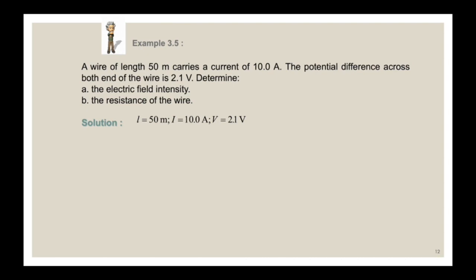Right. A wire of length 50 meters, so that is L, with a current of 10 amperes, so that is I. The potential difference across both ends of the wire is 2.1, so that is V. Determine the electric field intensity. We learned in chapter 1, electrostatics, that V is equal to EL, or V is equal to Ed. So we just substitute all the values that we have, and then we get E.